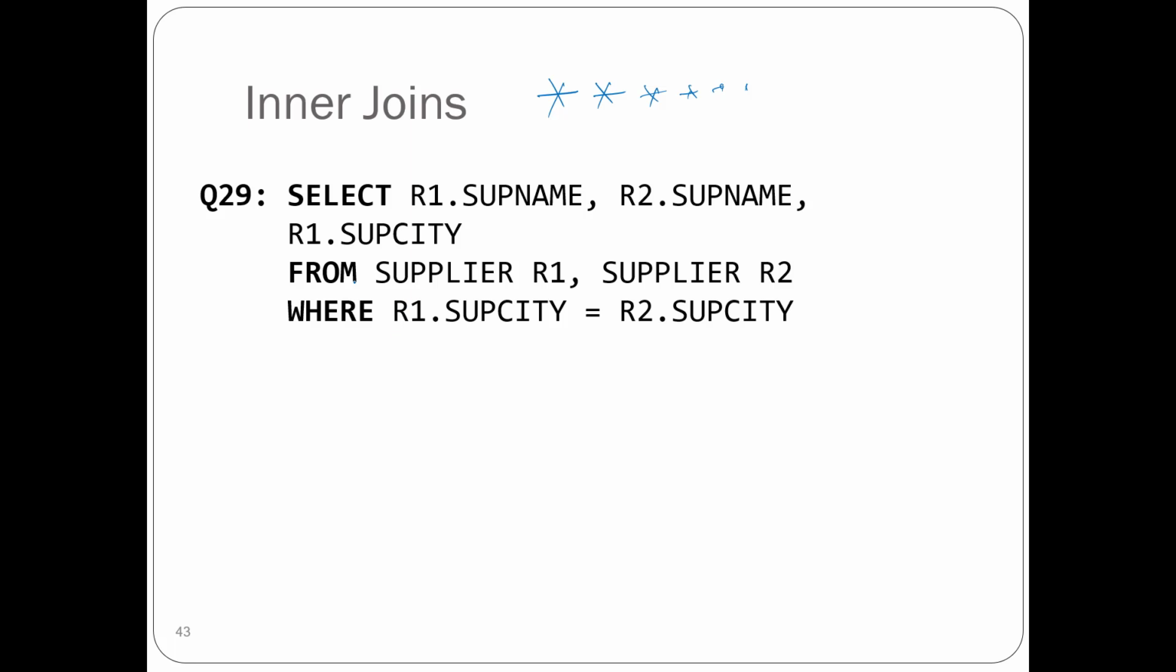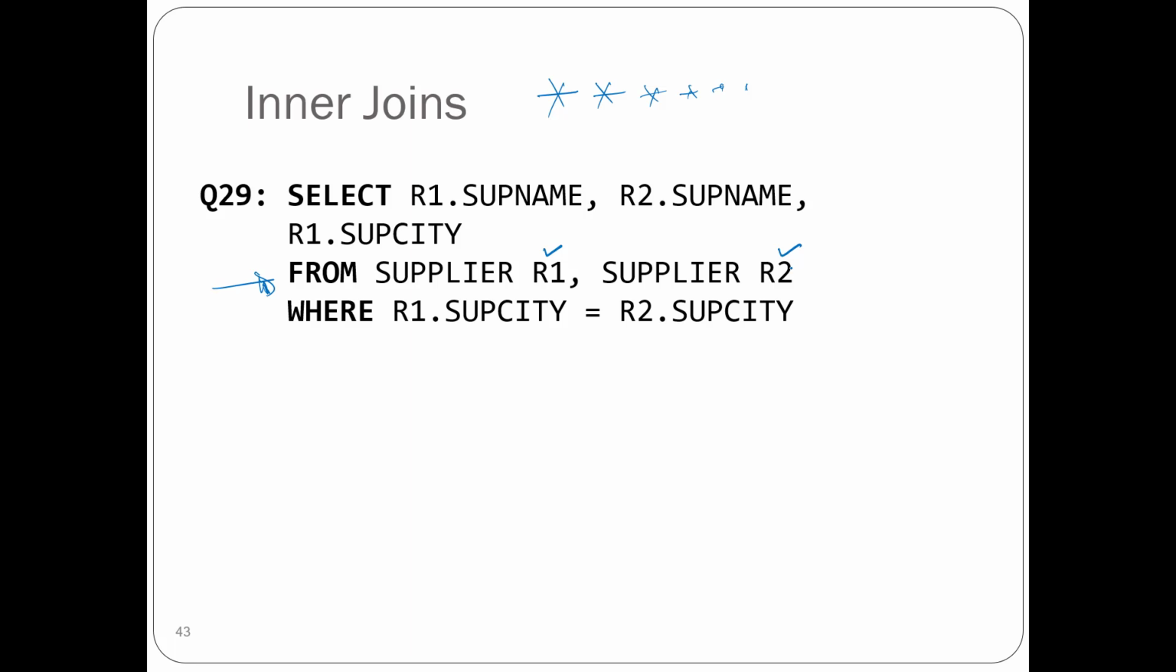Therefore, we will need two instances of supplier. So let's start from the from clause: from supplier R1, supplier R2. We are making two copies of the supplier table and referring to them with two names, R1 and R2. That's the reason in the from clause we are saying from supplier R1, supplier R2. We will use two variables for the same table. We need to refer to it twice.